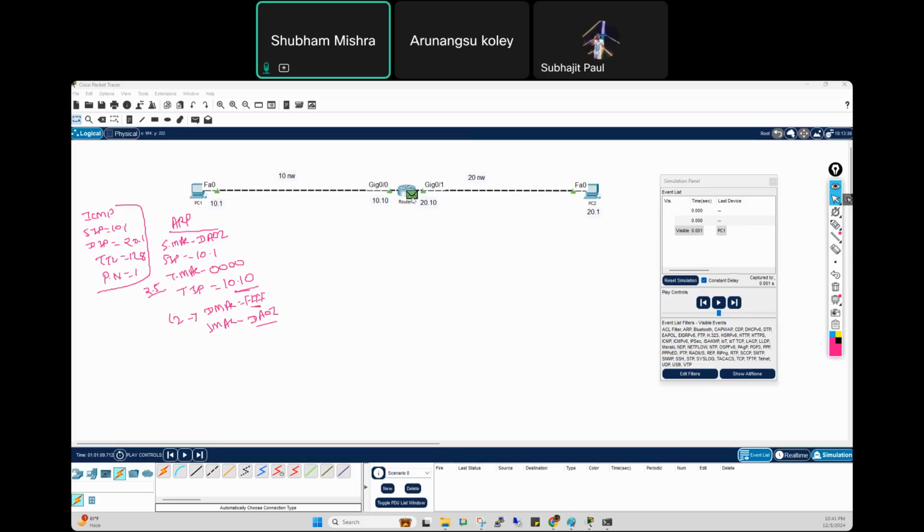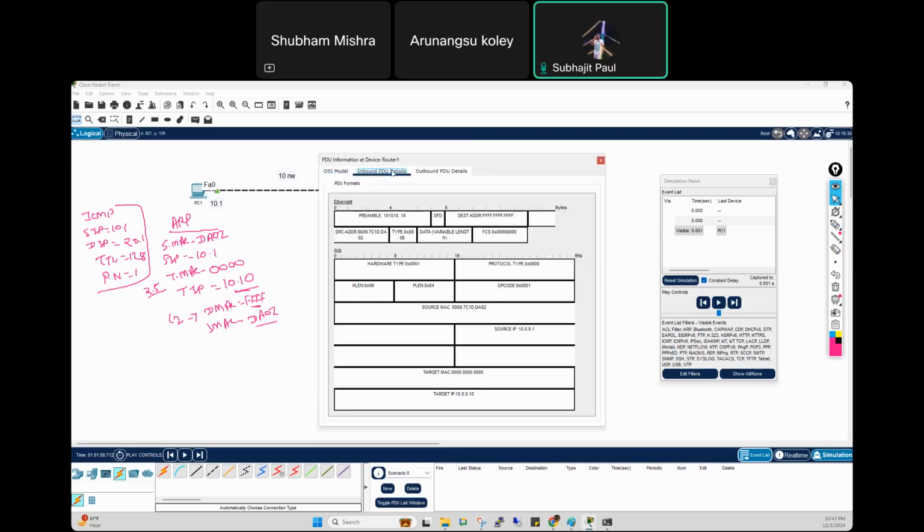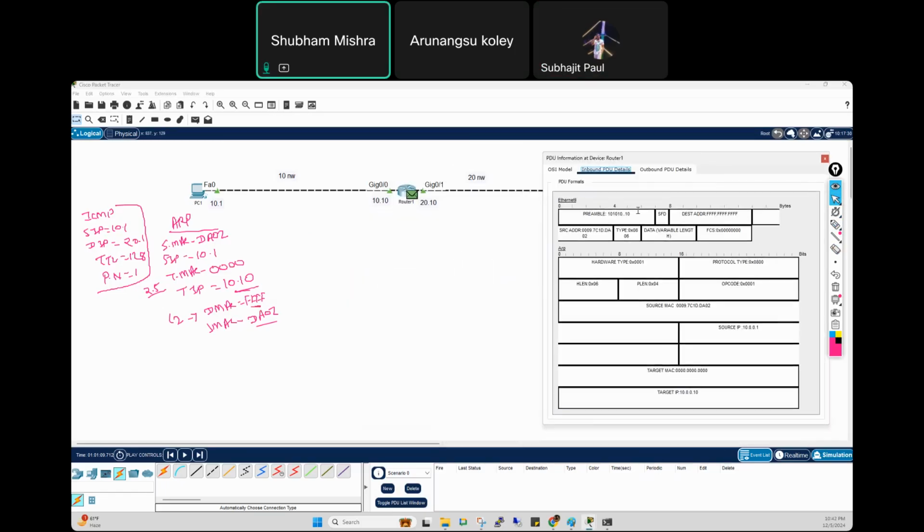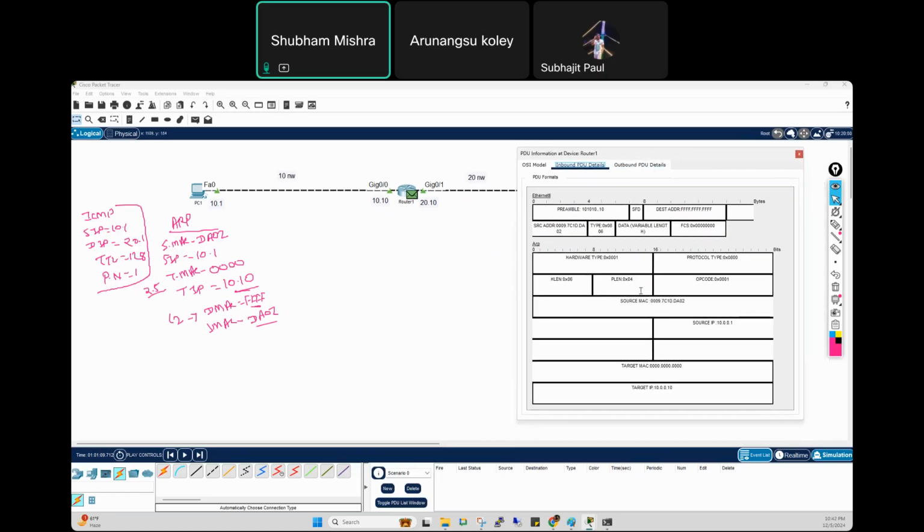It means now this router will generate the ARP reply packet for PC number 1, right? चलो open करो. That is the inbound. Inbound means this is the packet router 1 receives from PC number 1, right? PC number 1 से यही मिला. क्लियर ना? अब हम डिस्कस करते हैं.